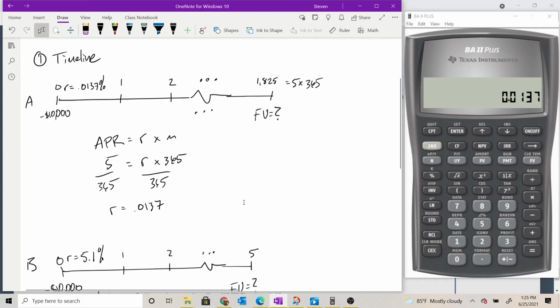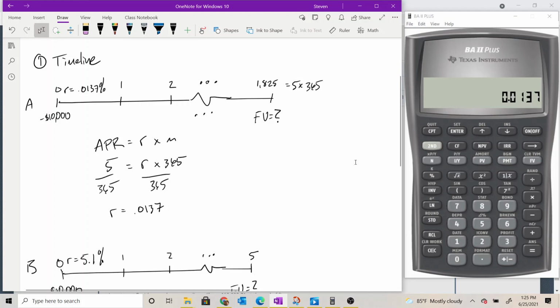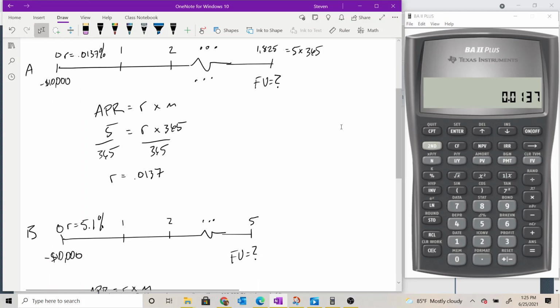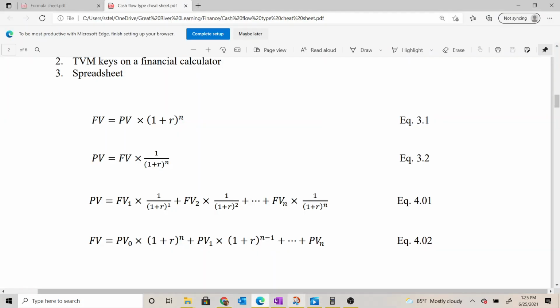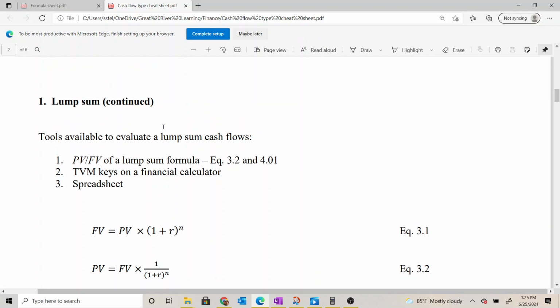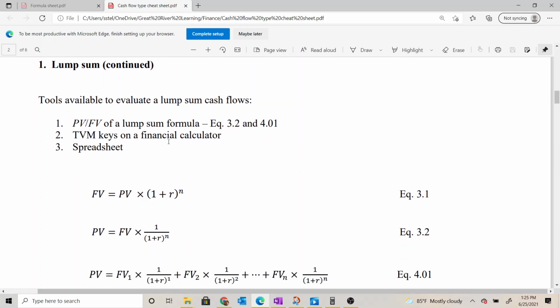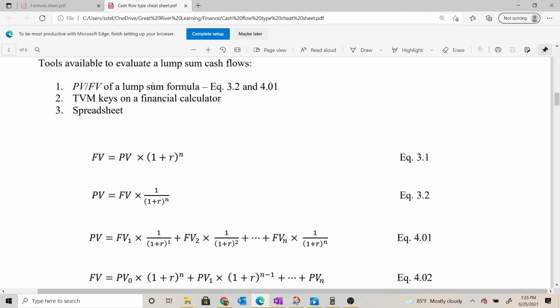Okay, so these cash flows, we've got a single cash outflow at the beginning of the timeline and a single cash inflow at the end of the timeline. These are lump sum cash flows. And if we look at our cheat sheet for lump sum cash flows, we've got 3 tools available for those. We've got the present value, future value of a lump sum formula, and which one we would use would just depend on what information we're given and what we're solving for. In this case, we're looking for future value, so we would use the future value of a lump sum cash flow. We've got the time value money keys on a financial calculator, and we've got a spreadsheet that we could use.